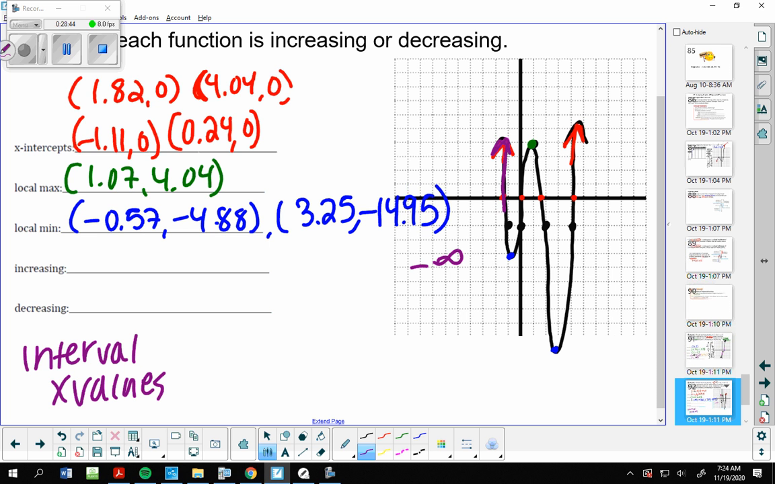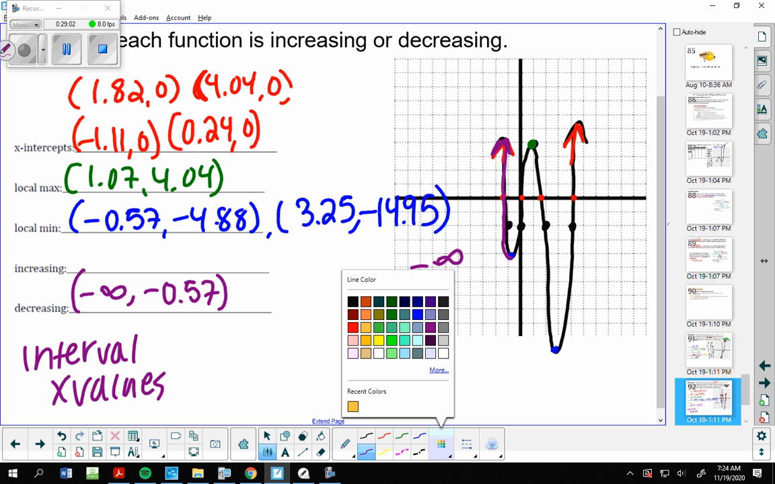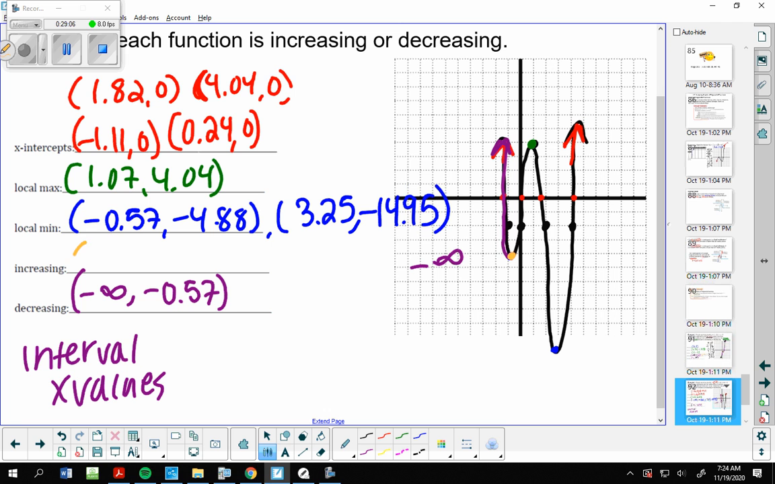So we come in to the x value of our first local min, and that's decreasing. So it's decreasing from negative infinity to, let's see, the x value of my local min is negative 0.57. Then it's increasing from negative 0.57 all the way up to the x value of my local max, which is at 1.07. Then it's decreasing from that x value of my local max, which is at 1.07, all the way to the x value of my local min, which is at 3.25.